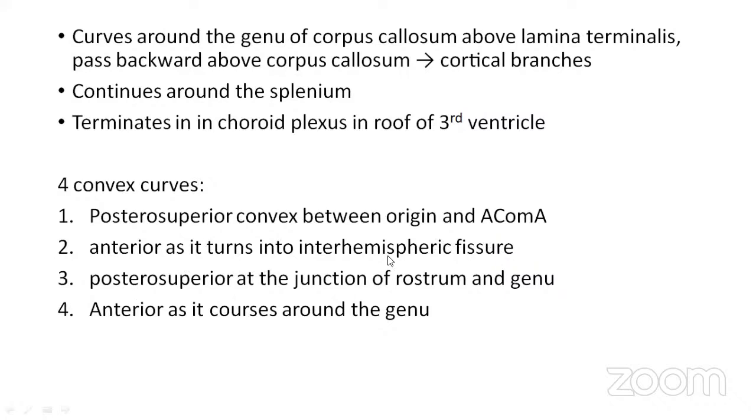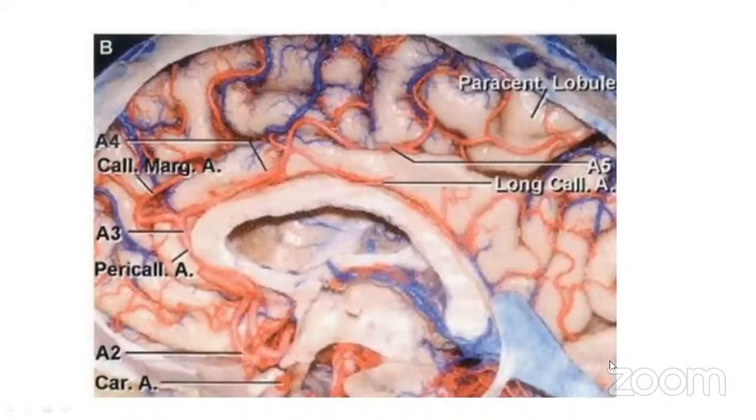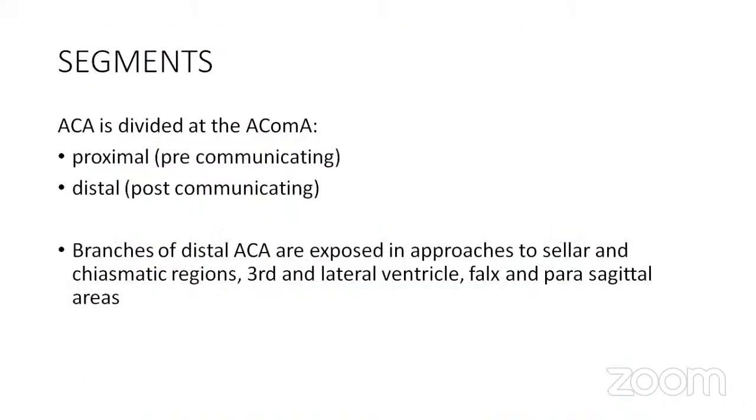Anterior as it turns into the interhemispheric fissure, posterior superior at the junction of the rostrum and genu, anterior as it courses around the genu. So here you can see, first one is at the junction of the anterior communicating and posterior communicating, giving the first convex curve. Then going ahead, when it is going into the interhemispheric fissure, it is giving the second convex curve. Then at the superior aspect, it is giving the third convex curve, and while going behind, it is giving the fourth convex curve.